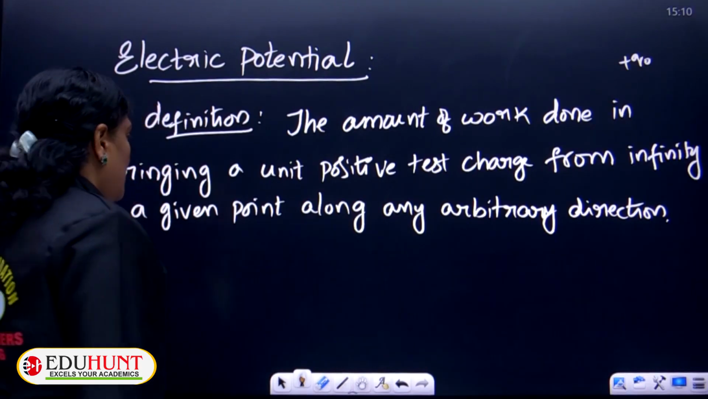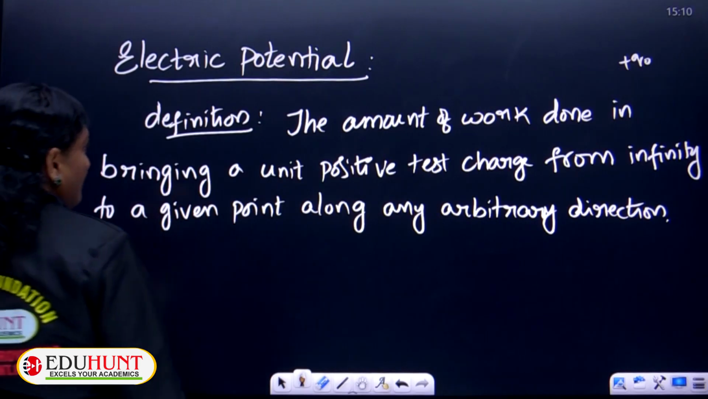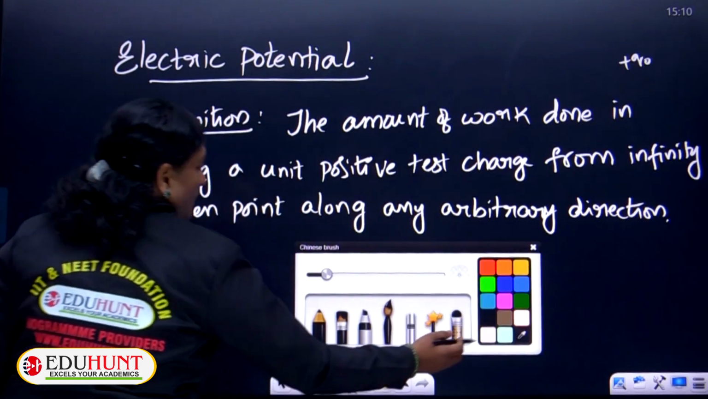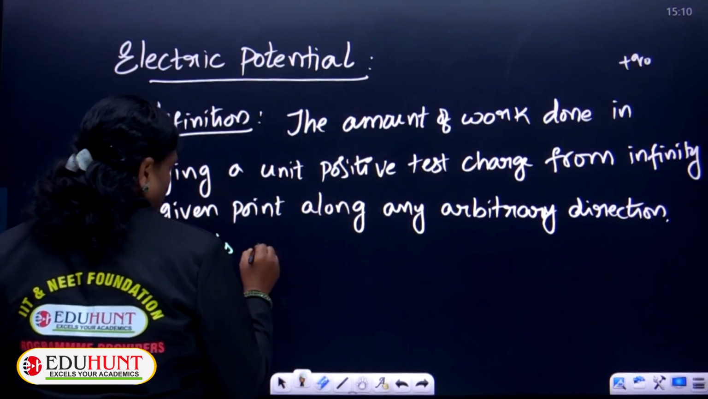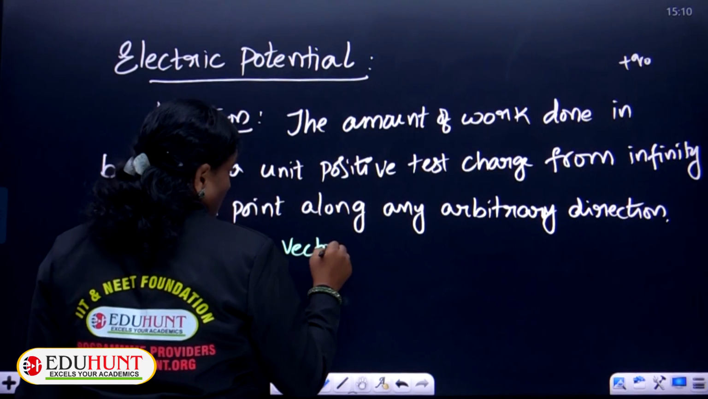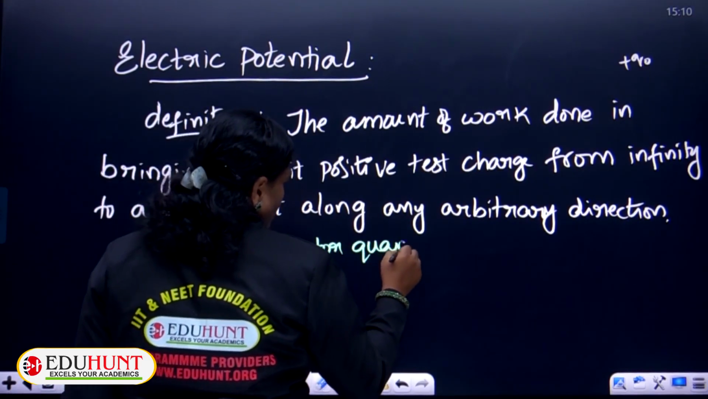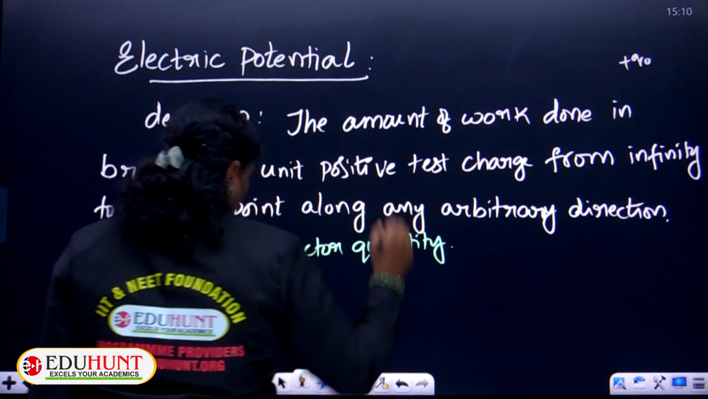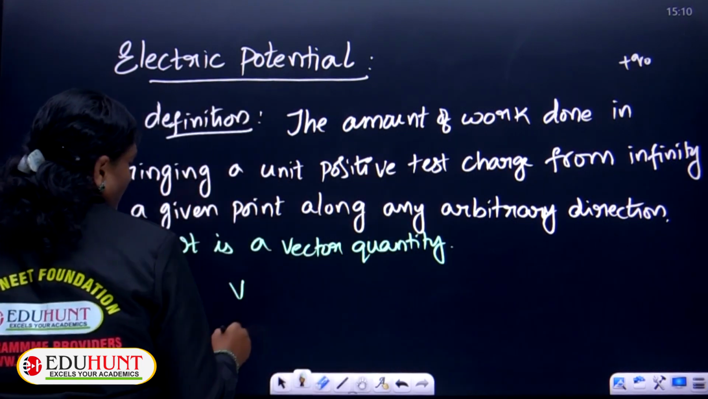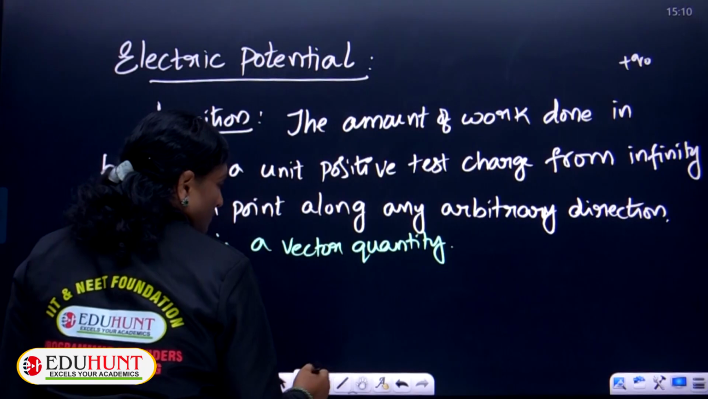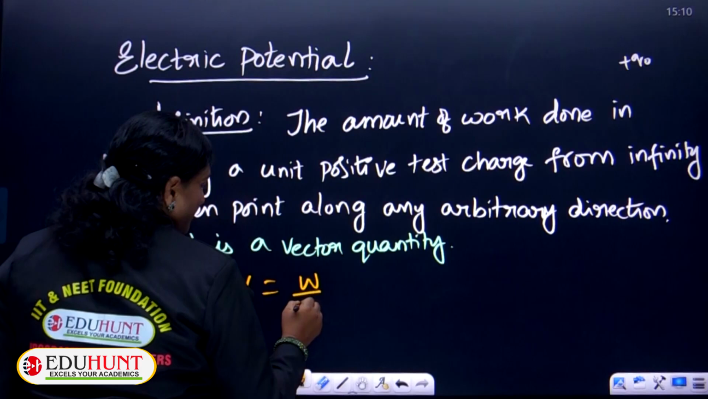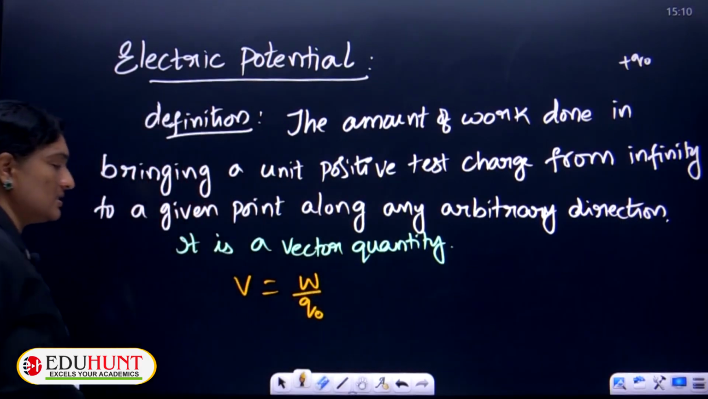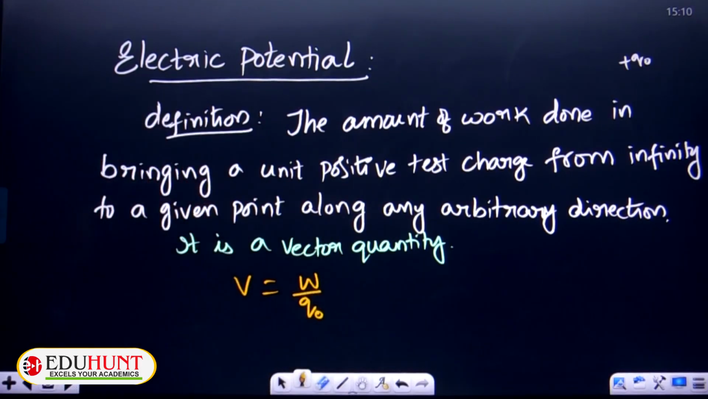Got it, children? Based on that, remember that electric potential is a scalar quantity. It is indicated generally with the letter V. So, the value of V is equal to the work done in bringing a unit positive test charge from infinity to a given point. Got it?